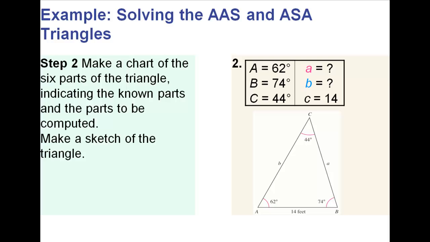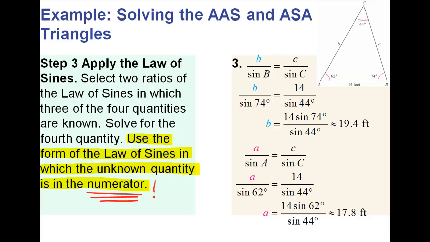Step 2, we draw ourselves a picture, and in fact you should always draw a picture as soon as you can and start labeling things. Here we also give ourselves a nice little table just to organize our data. We've got the 3 angles, we've got the one side that they gave us, and now we can go about solving for the other bits and pieces using the law of sines, which is what we're doing here.